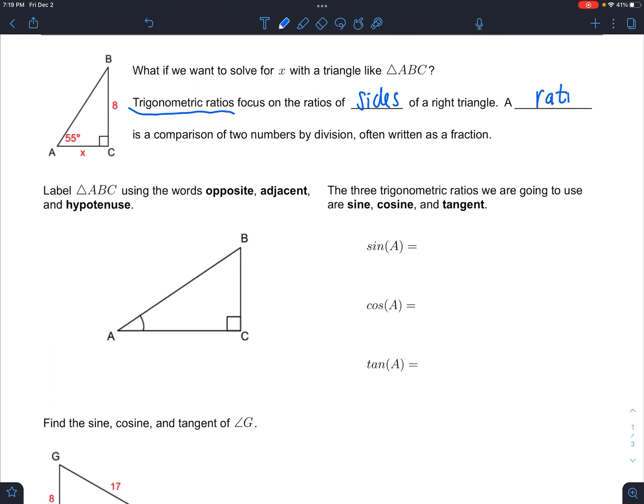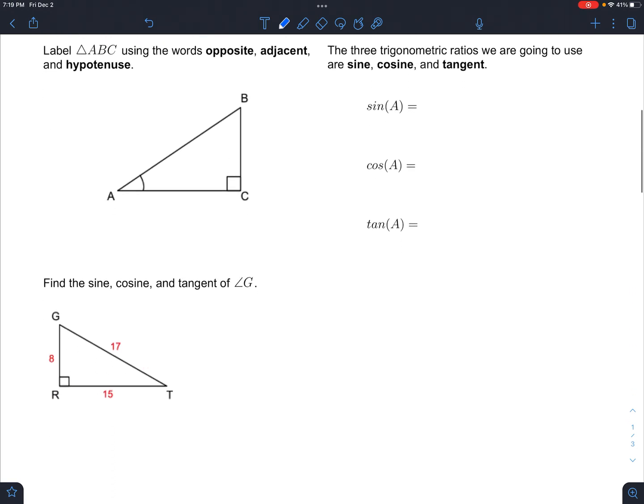And remember, our ratio can be any sort of fraction, like a part out of a whole. If I ate 2 slices of pie out of 8 slices, it's 2 out of 8. It's comparing the amount that I ate versus the amount that was there. And you can do the same to compare sides of triangles.